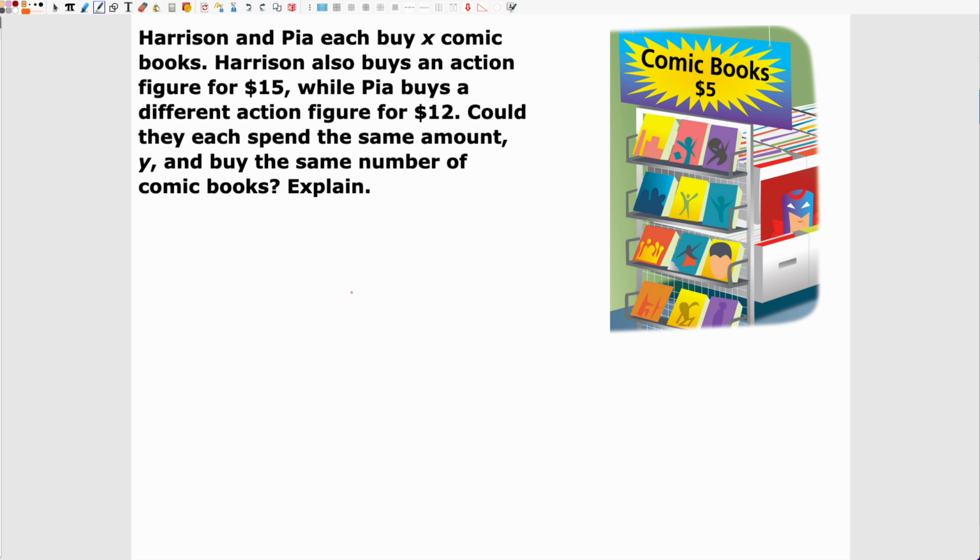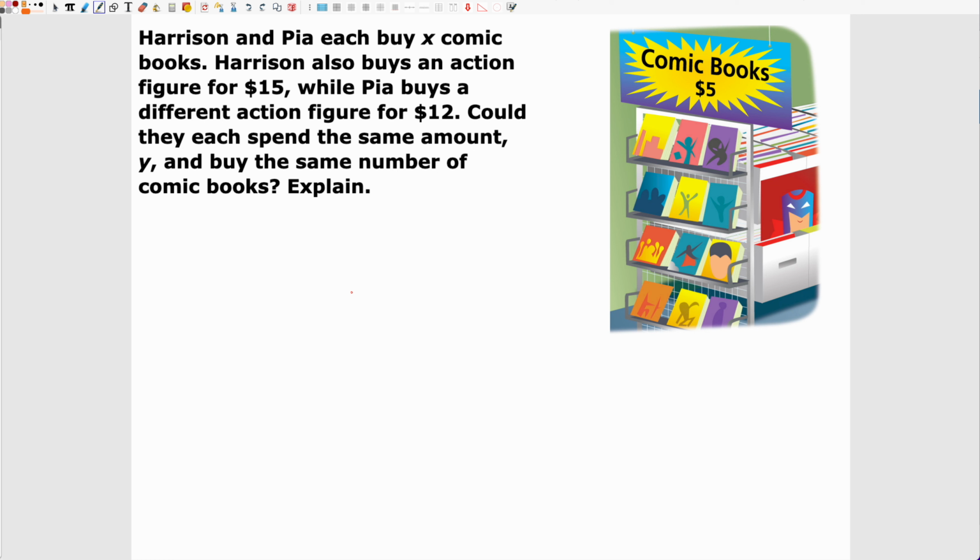Harrison and Pia each buy x comic books. Harrison also buys an action figure for $15, while Pia buys a different action figure for $12. Could they each spend the same amount of money, y, and buy the same number of comic books? Well, let's talk about it. I want to talk about a couple of different ways to look at this problem. One way that the book lays out for you, and another way that may be helpful to some of you, but the book doesn't really get into.